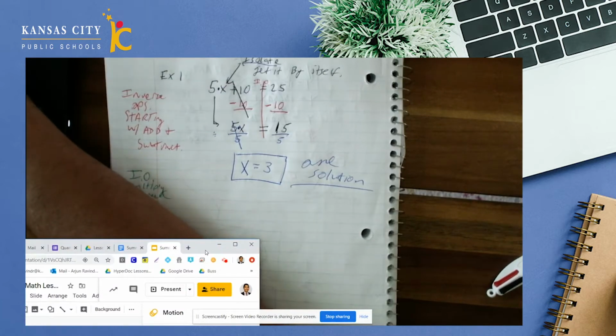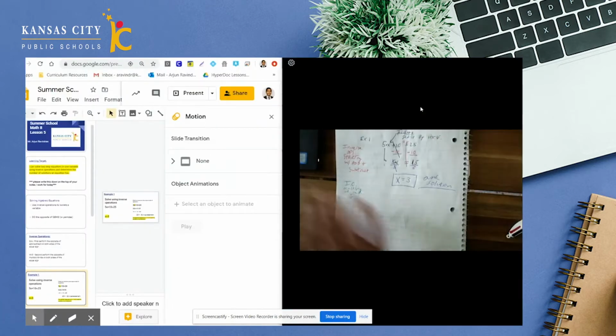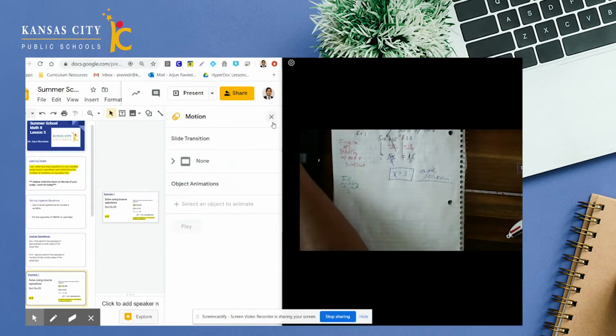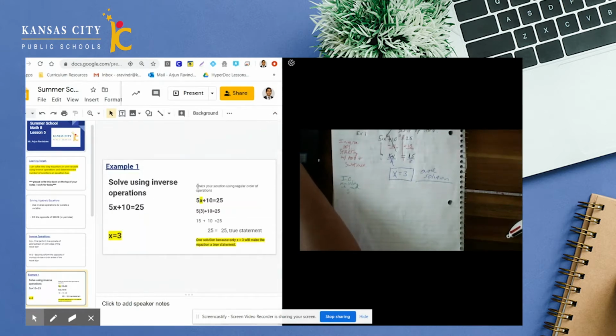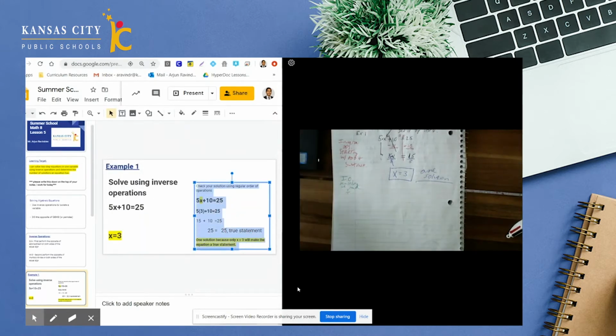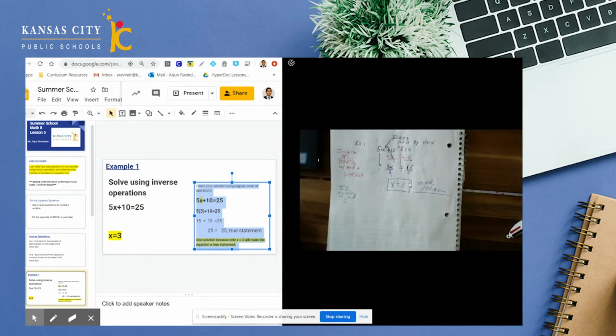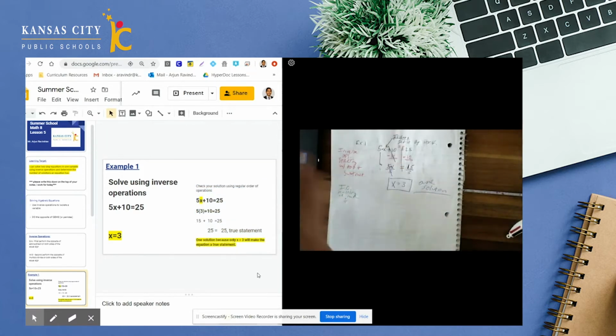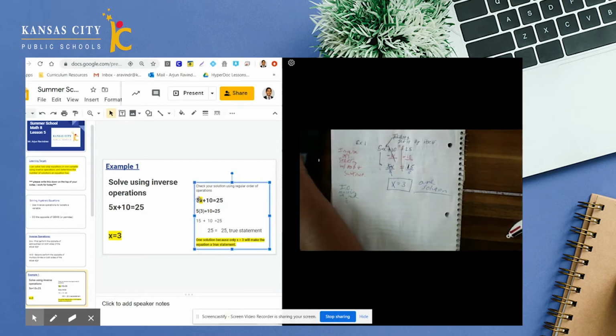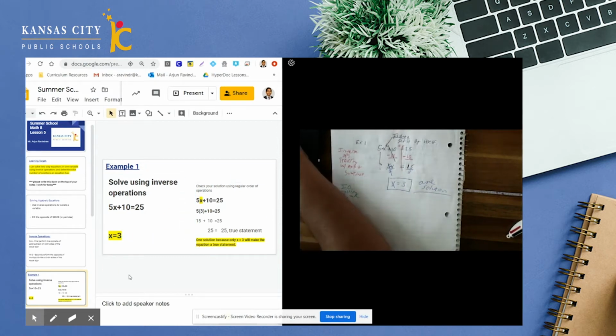In fact, let me put them side by side so you can see them both at the same time. Go ahead and pause the video to copy down the highlighted section over here, as well as the solution over here. All right, great. Now that you've unpaused the video, you finished copying this, and you finished copying what's on the screen over here, you are ready to move on to example number 2.